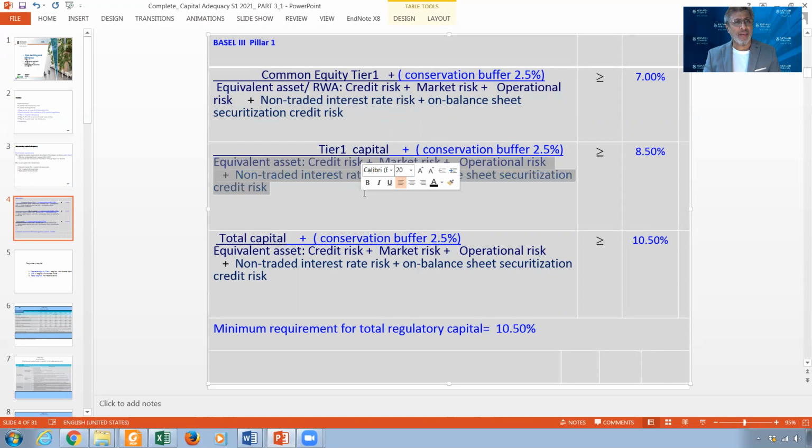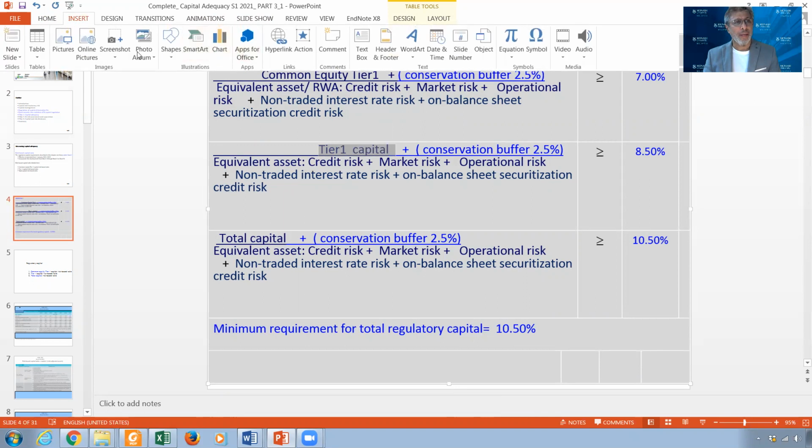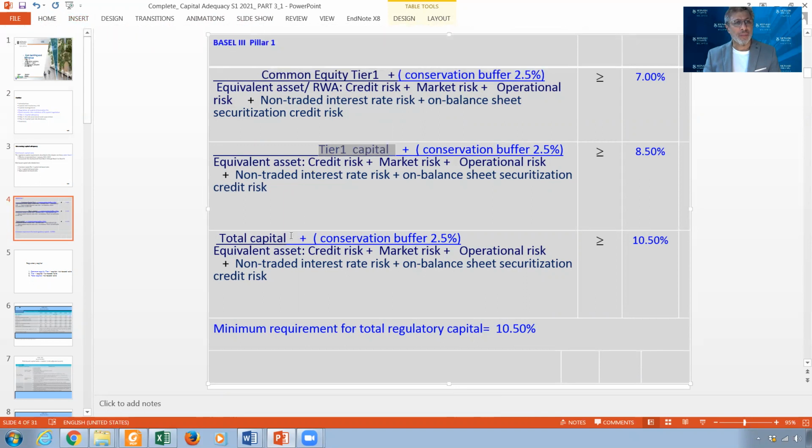However, only the capital differs: here it is tier 1, here it is total capital, and here it is the common equity. When we calculate it, this has to be more than 7%, this should be equal or more than 8.5%, and this should be 10.5%.